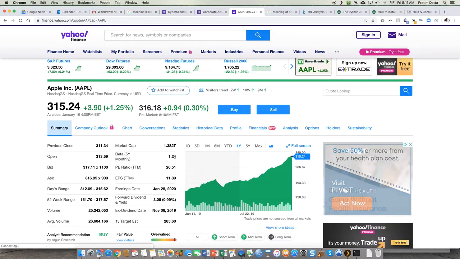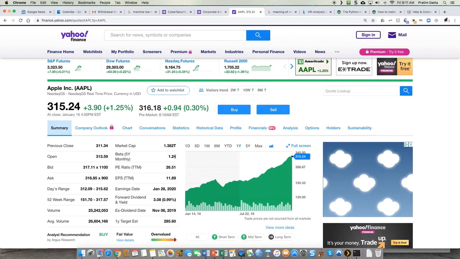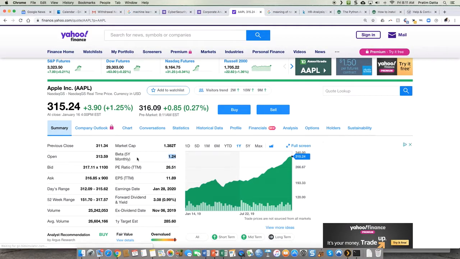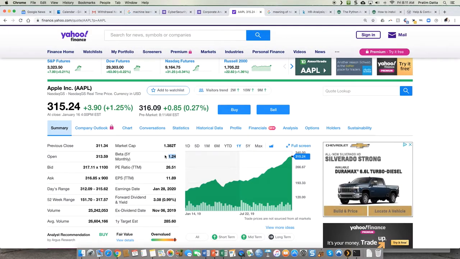So if it moves by 1, Apple moves by 1.24. If it drops by 1, Apple drops by 1.24. So that's the elasticity between S&P 500 and Apple. Fair? So how do we get these numbers? How do we understand? So this is a coefficient. This is the rate at which Apple tends to move whenever the S&P 500 moves.